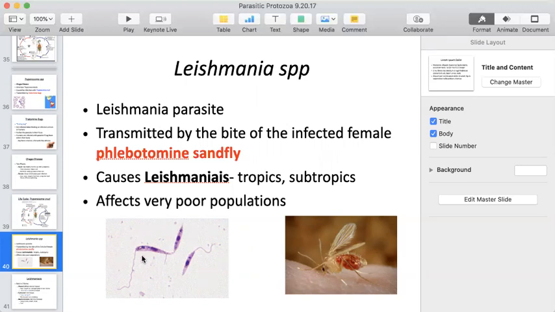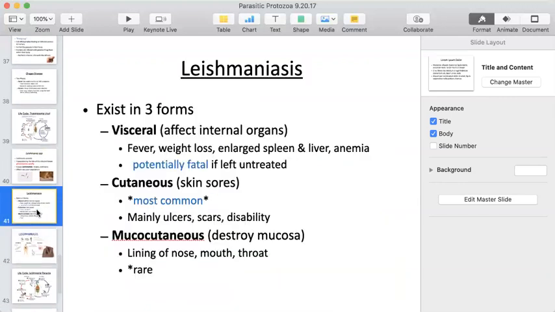And again, this is just a micrograph of what this organism looks like under the microscope. You can see we have that long, slender body with the single flagellum attached. We have a kinetoplast right here, and then this is our nucleus. This image is a picture of what the phlebotomine sandfly looks like, and it is the bite of the female sandfly that's responsible for transmitting this parasite to the human host.